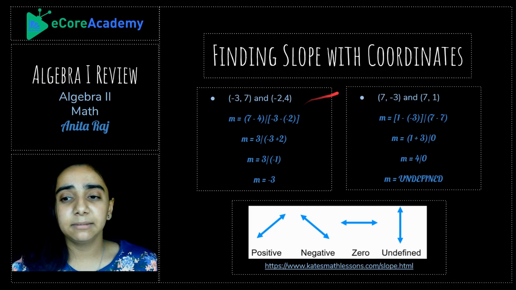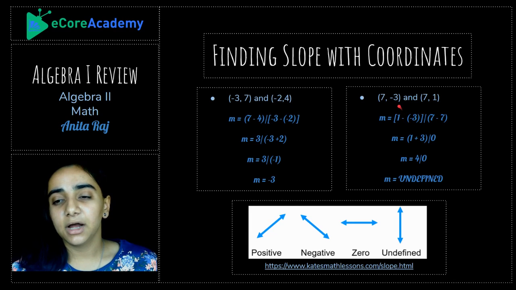So let's apply that same concept to this example, (7, -3) and (7, 1). So here I started with this second coordinate, so my y1 is 1, my y2 is negative 3, so I do 1 minus negative 3 divided by my x1, which is 7, and my x2, which is also 7. 7 minus 7. So 1 minus negative 3 is 1 plus 3. 7 minus 7 is 0. 1 plus 3 is 4, so you get 4 over 0.